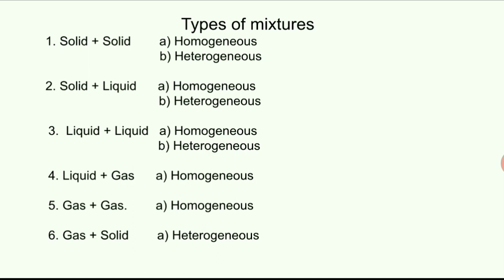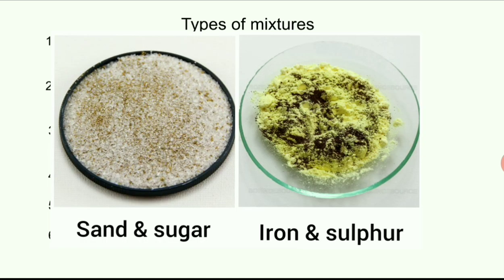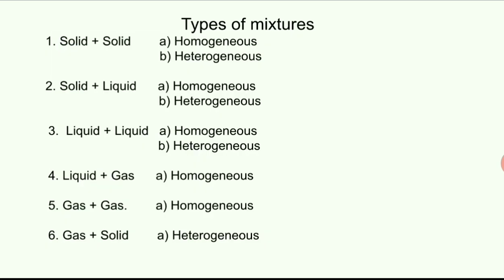Then talking about heterogeneous solid-solid mixture, the most common examples are sand and sugar, sand and salt, or iron filings and sulfur, etc. Then the next type is solid-liquid mixture. In this type of mixture, one component exists in solid state and the other component is in liquid state. Now these are also homogeneous as well as heterogeneous.